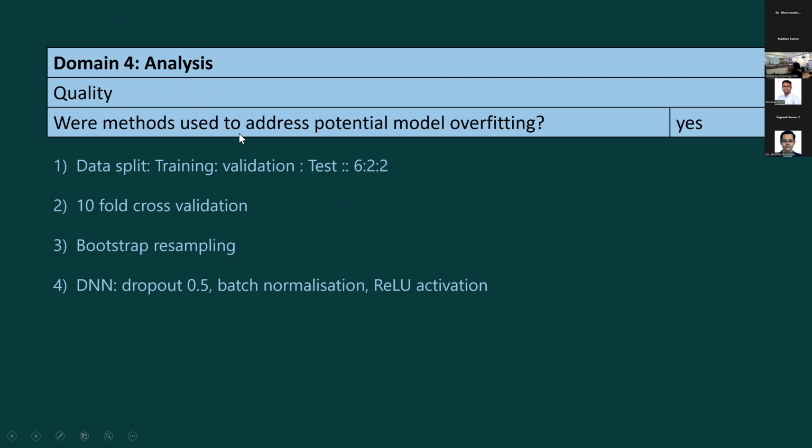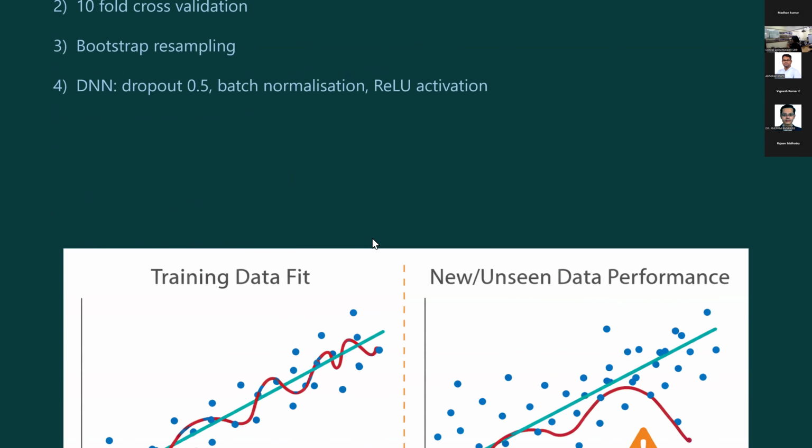Where the methods used to address potential model overfitting? They used data splitting, and they had separate training, validation, and test data. The data which is used for training is not used for validation or for testing. So it was all separate. And then they used tenfold cross validation, and bootstrap resampling. And in the deep neural network, as I explained earlier, they used dropout of 0.5, batch normalization, and ReLU activation. So they used methods to address potential overfitting.